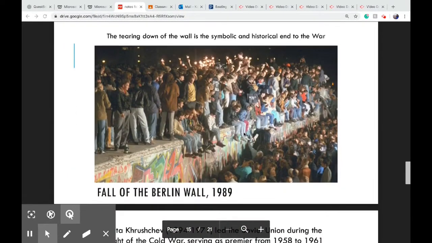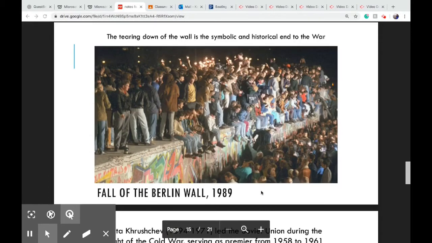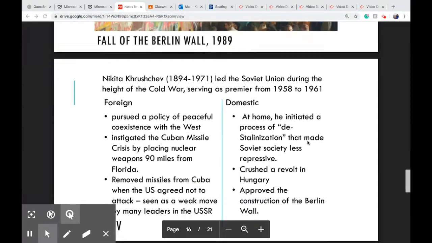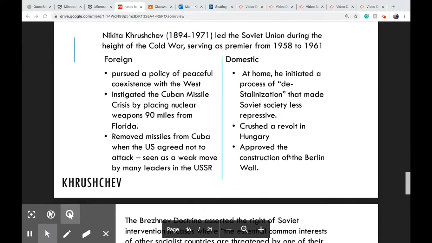All right, and of course, the fall of the Berlin Wall in 1989 is seen as the symbolic and historical end to the Cold War. I don't think there's much need for explanation there. That Iron Curtain had finally been pulled open.